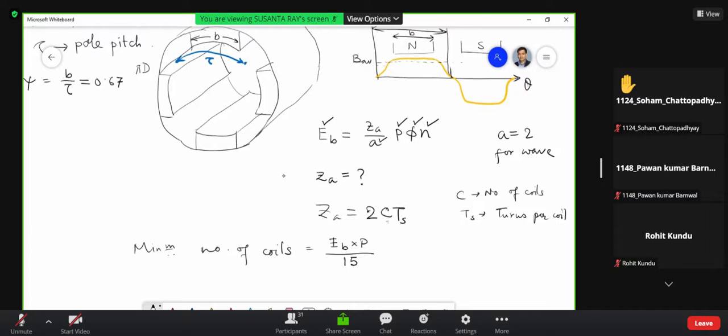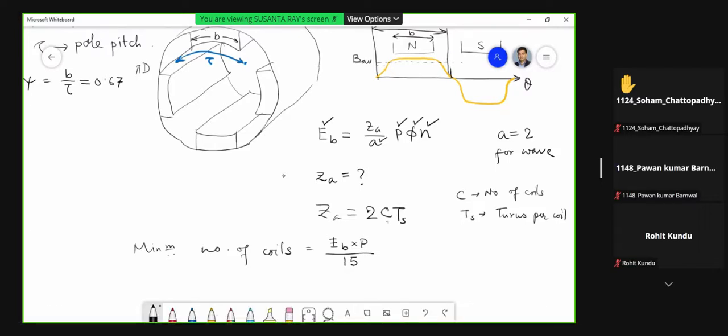I couldn't hear, I can't hear you. So this expression is giving only the minimum value. You can take more than that also. Sir, I am not getting how to calculate that turns per coil, after that minimum number of coils.